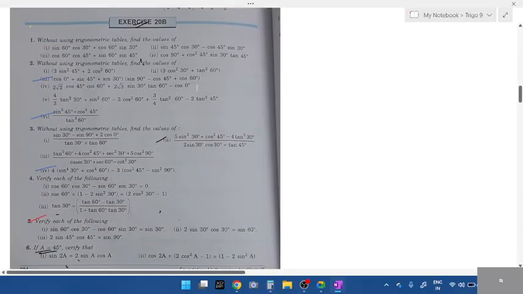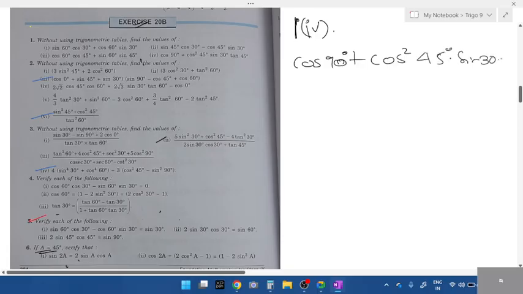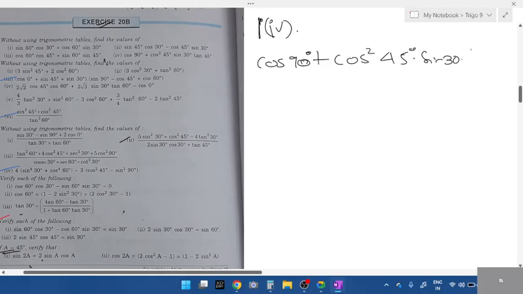Next, we'll start with question 20b. For 20b, you should know all the values there. You should know all the values. Okay. Your first one is very simple. First main, last question. Cos 90 degree plus cos square 45 degree into sin 30 into tan 45 degrees. Are all these values there in the table?